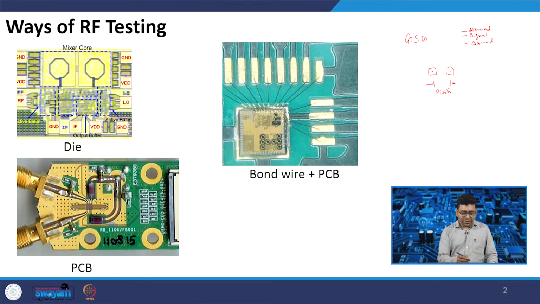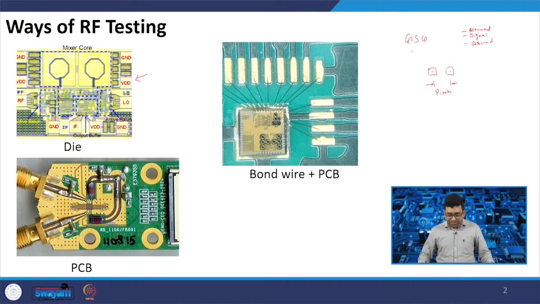In this figure, you can see a bare die. In that bare die, different pads are kept at different distances, so that you can do the bond wire, or do the die testing by using GSG or various other probes. Another method is bond wire plus PCB.